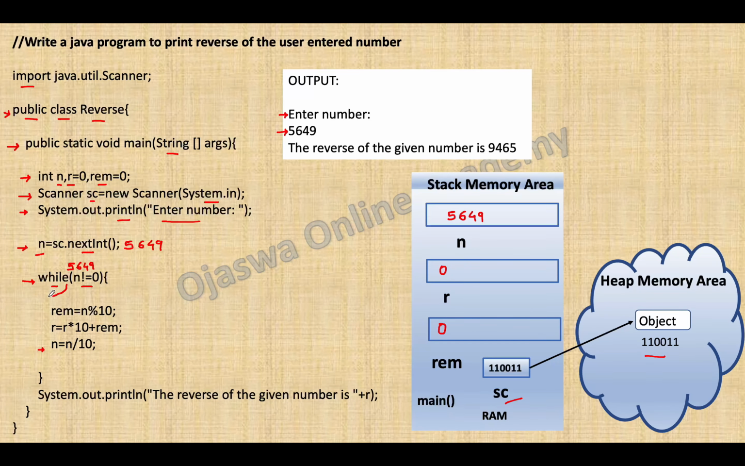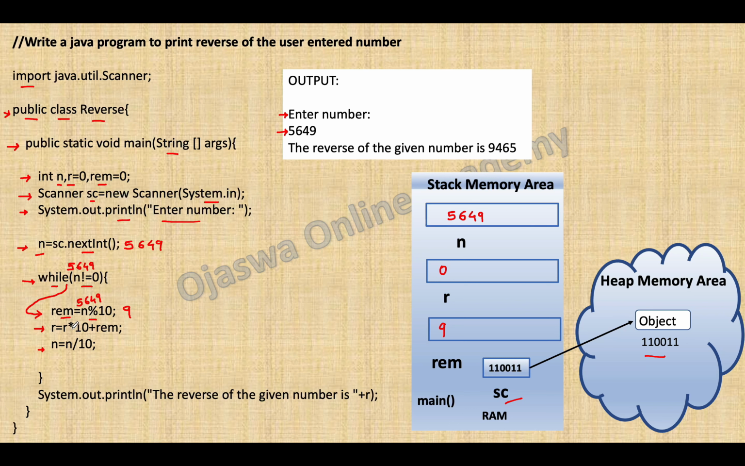When the condition is true, control of execution goes inside the loop, and here the first statement is executed. Here we are writing rem = n % 10. Modulo is the operator that finds the remainder of the number. So when you say n modulo 10, n is divided by 10 and the remainder is given. What is the value of n? 5649 is the value of n. When you divide this number by 10, what remainder do you get? You get 9. So 9 is the value stored in variable rem. Inside the memory, here 0 will be replaced with 9.